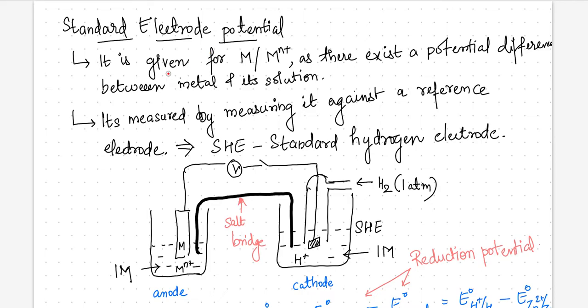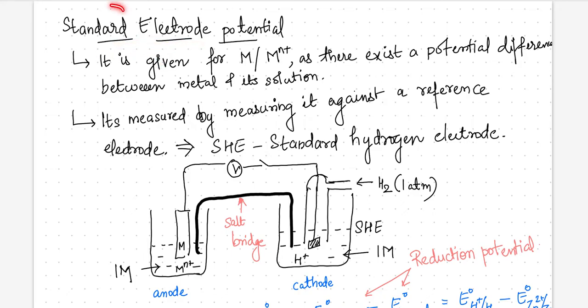It is basically given to a metal with its corresponding solution. I mean to say the metal electrode with its corresponding salt solution. Because whenever we keep a metal electrode in its salt solution, there exists a potential difference. And that potential difference is what we refer to as the standard electrode potential.